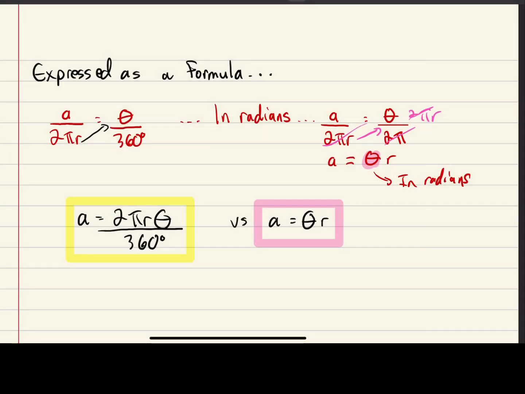So in summary, the formula for the arc length in yellow over here is going to be used when degrees is given. So I'm going to write degrees is given. And then the formula highlighted in pink here is going to be used when radians is given. So if your angle measure is in radians, then use the formula in pink. And if the angle is in degrees, use the formula in yellow here. And it goes without saying that this theta here would be in radians.